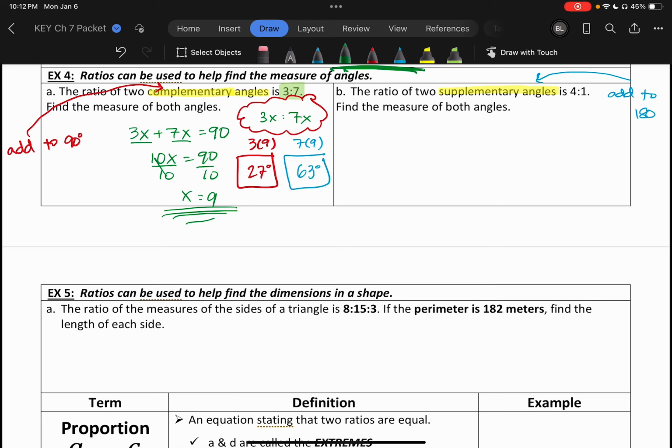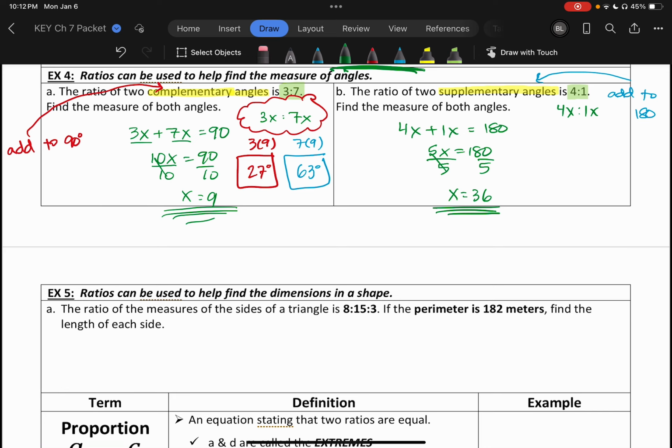Well, if I look at the ratio that we have here, my ratio is 4 to 1. So we can understand that that's 4x to 1x. These two angles, because they're supplementary, add up to 180 degrees. So my equation would be 4x plus 1x is equal to 180. Well, 4x plus 1x is 5x, and that's equal to 180. Now, if we divide by 5 to solve for x, we see that x is equal to 36.